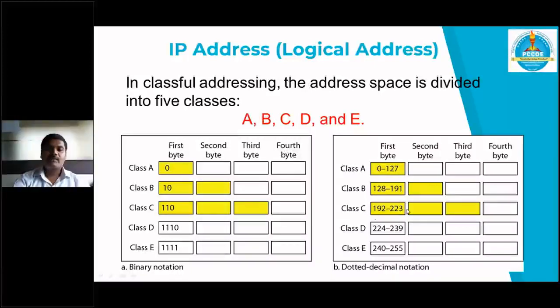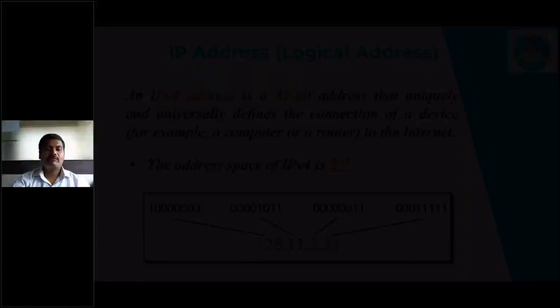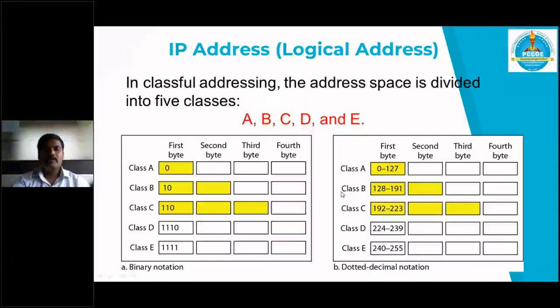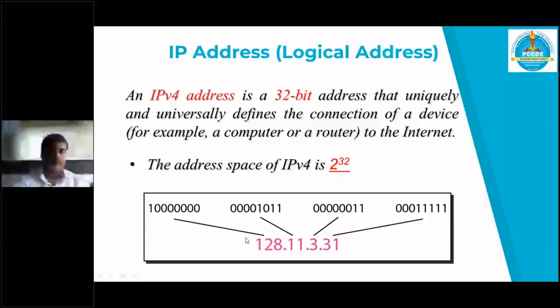In the same way, any IP address starting from 192 to 223 will be considered as class C, and vice versa for class D and class E. In the first case, I have written one example: 128.11.3.31. 128 is the first number, and yes, 128 lies in a particular range. So the class of this IP is class B.